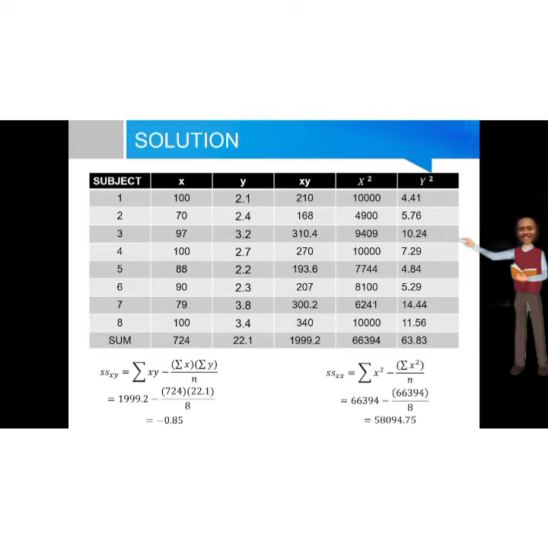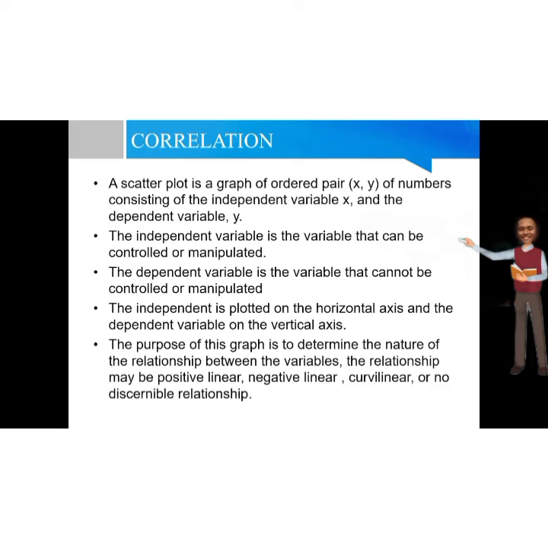Sxx is equals to summation of x square minus summation of x square divided by n, and it is equals to 66,394 minus 66,394 divided by 8, and it is equals to 88,094.75. Okay, let's proceed to correlation.